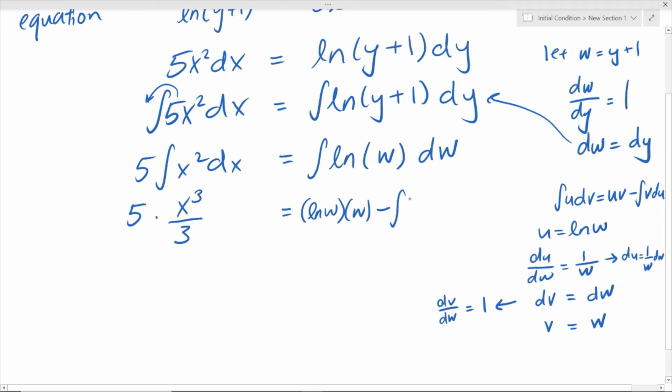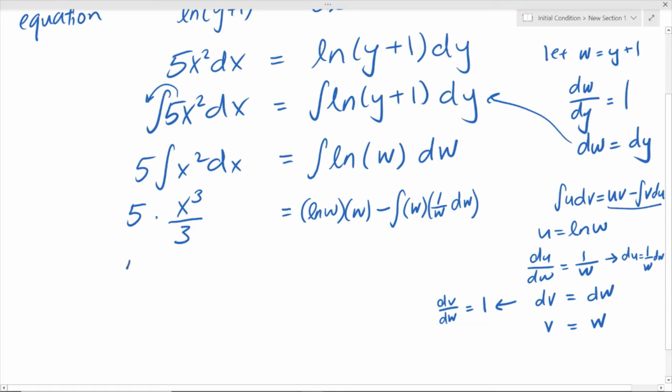What is v? Well, v is w, so we just write w, and then du. What is du? Well, du is equal to 1 over w times dw. So we substitute that in, right, to get this part of the formula. And now it will make things simpler for us.